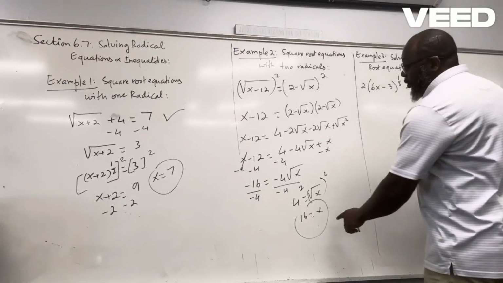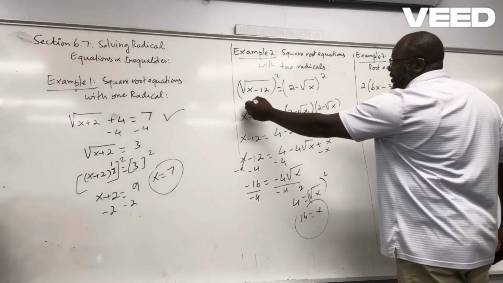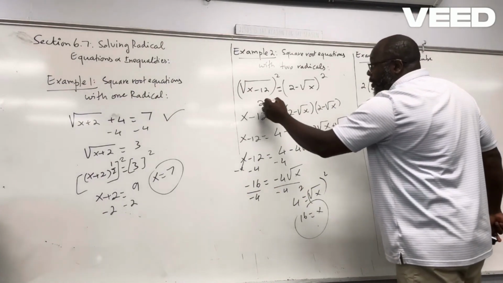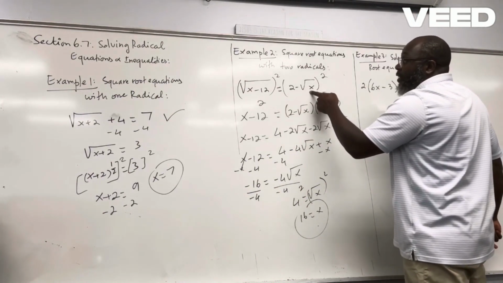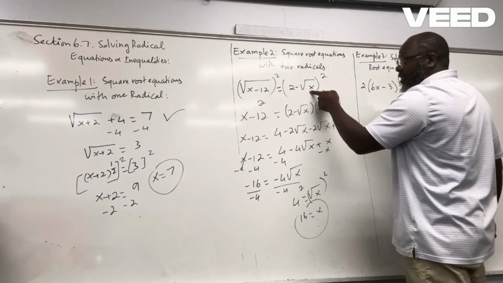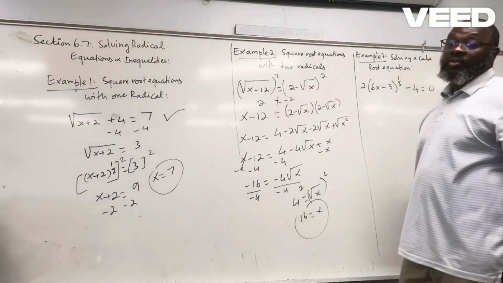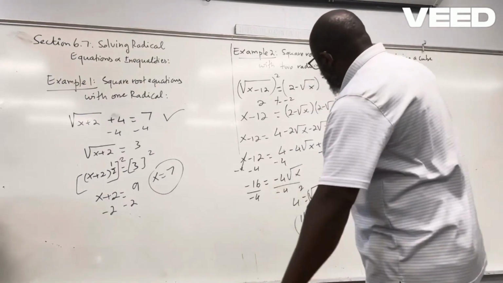So basically, when you plug in the 16 here, you get 16 minus 12, that's the square root of 4, which is 2. And if you plug in the 16 here, you get 2 minus the square root of 16, which is negative 2. So there's no solution to this problem. This problem has no solution, all right?